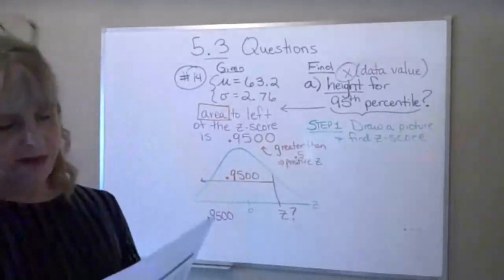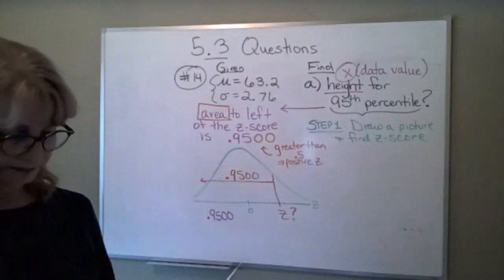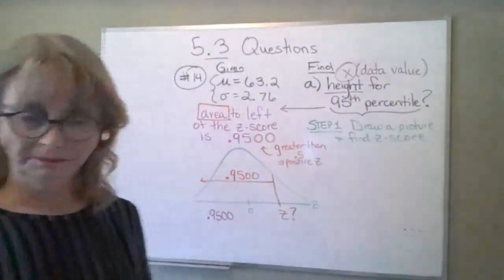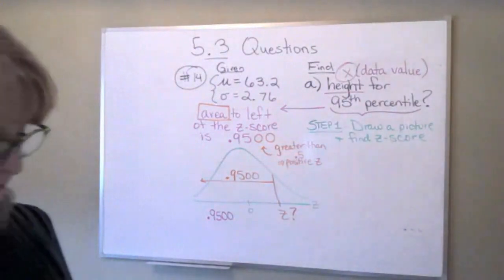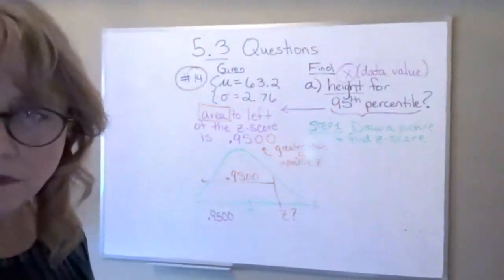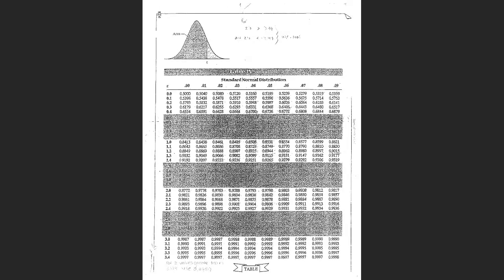I'm going to look first to see if it's in the gray area or not. Of course, it's in the gray area. So if you're looking at the table, I'll go ahead and share the table. And we're going to look at the positive side of the table because the area is bigger than a half. And I'm looking for 0.9500. And you can't really see it on here because the numbers in the gray area are really hard to see.